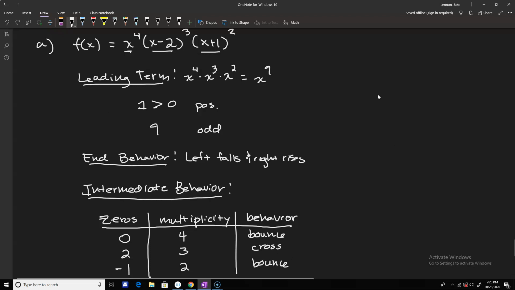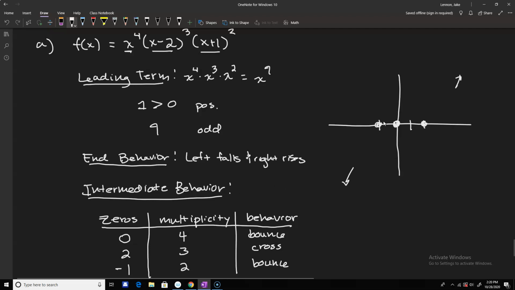Now we can do our best to draw this graph. We have one x-intercept at 0, another at 2, and another at negative 1. Our end behavior tells us that the left is going to fall and the right is going to rise. That's the end behavior, so we draw arrows. Now we just need to figure out how to connect them.